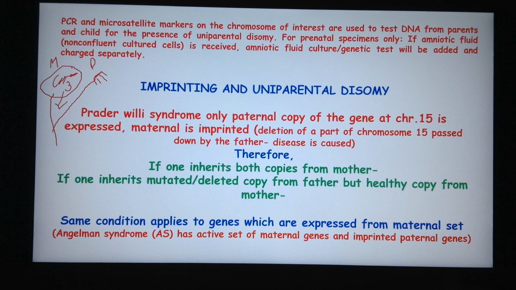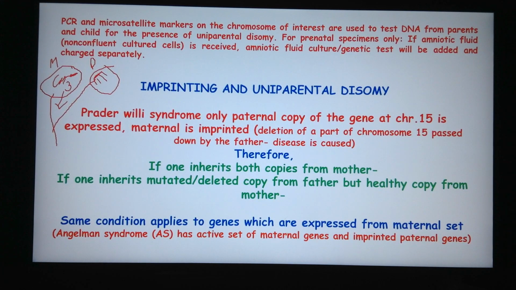The mutation can be in the form of deletion. Part of chromosome 15 is deleted, or, because of the disomic problem, both the copies come from the mother. In the case of maternal UPD, both the copies are coming from the mother, and in that case also the child won't be able to express the father's gene, resulting in the disease condition. And if the father's copy is mutated, then also the child won't be able to express. So this disease will not occur if the father's copy is healthy. The mother's copy, either healthy or unhealthy, is imprinted, so it will not show up.